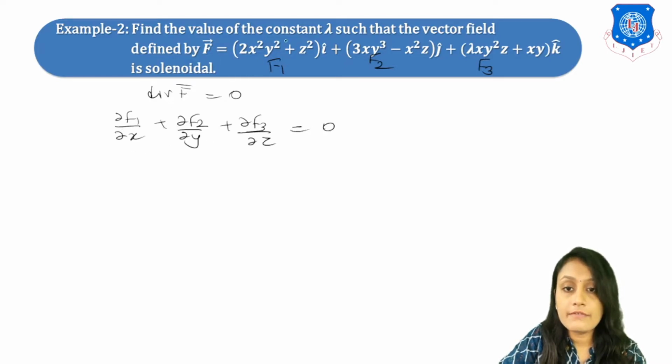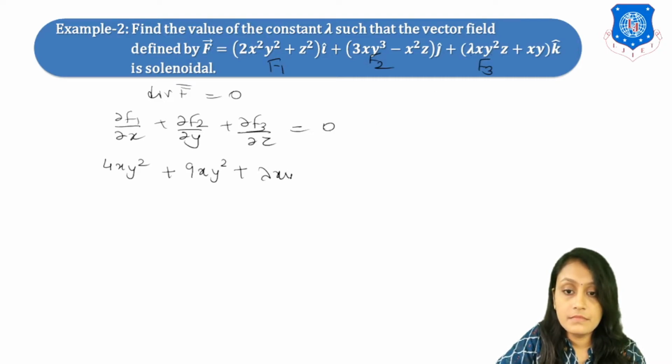Now the derivative of f1 with respect to x is 4xy square, and this other term is 0. Plus the derivative of f2 with respect to y: 3 will come over here, so we have 9xy square, and with respect to y this other term is 0. Plus the derivative of f3 with respect to z, so this is lambda xy square. This is equal to 0, already given.